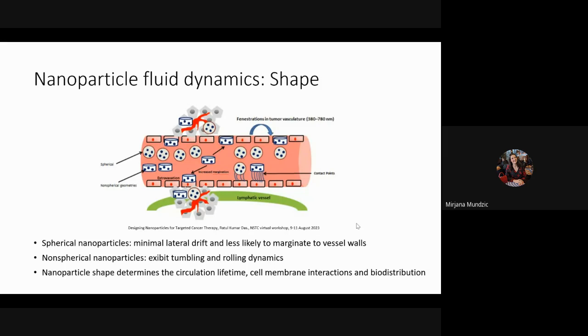Coming back again to the picture that we saw a bit earlier, because I want to show here that the shape of the nanoparticle is really important. According to the literature, spherical nanoparticles have a minimal lateral drift and are less likely to marginate to vessel walls, which means a longer circulation lifetime in comparison to non-spherical nanoparticles. So it is important that we also think about the shape of the nanoparticle and what we want it to do when it enters the biosystem.